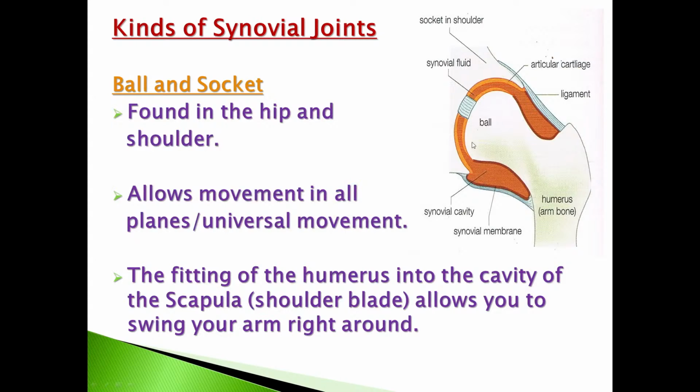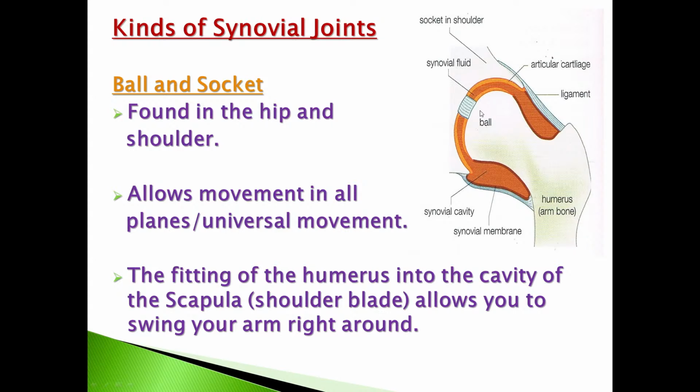Now, generally persons will know that if you drop or throw a ball on the ground, the ball can roll in different directions because of its shape, because of its oval shape. It can roll in different directions. So it is the same thing with the ball and socket joint.